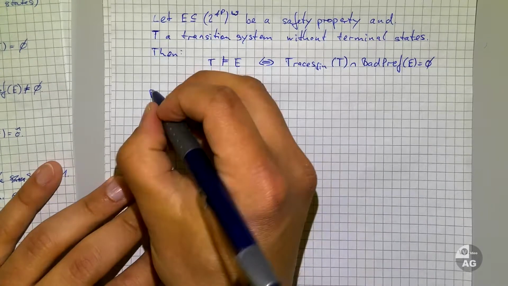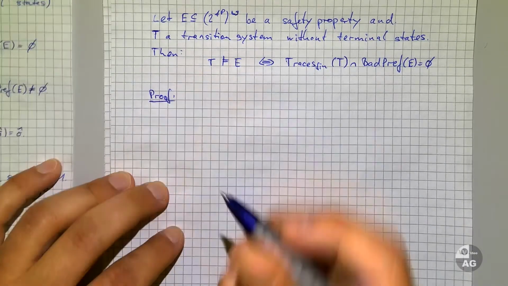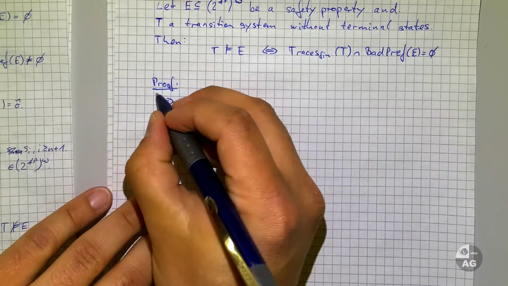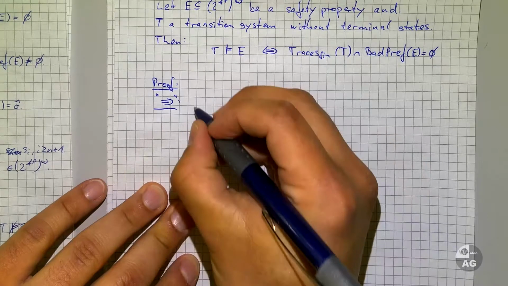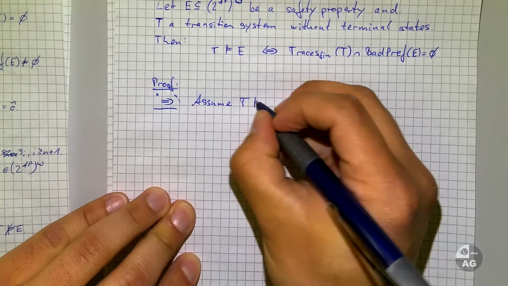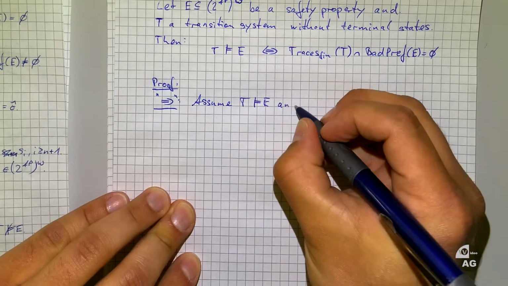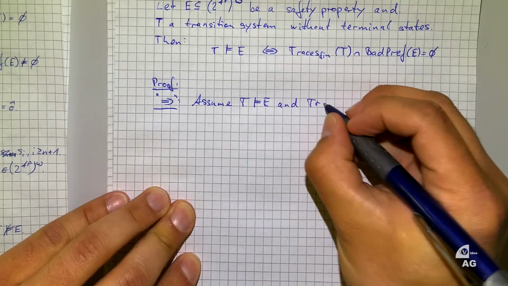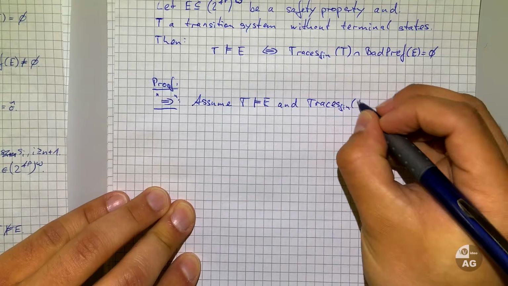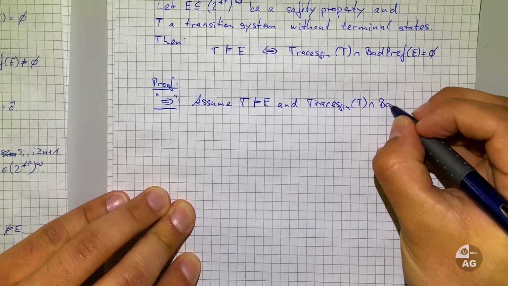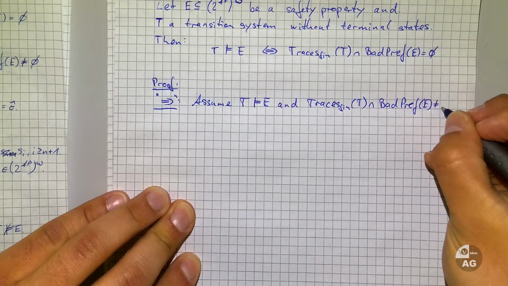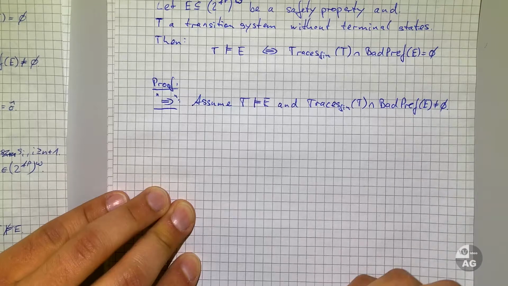Now we first start with the direction from left to right. So we assume that the transition system satisfies the property, and for the sake of contradiction, we assume that this thing here is non-empty. So the finite traces of the transition system intersected with bad prefixes of the property is not empty. Okay, but if it's not empty, then we can take an element from it.